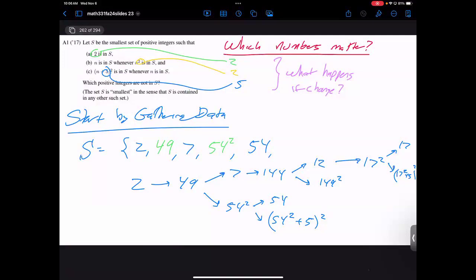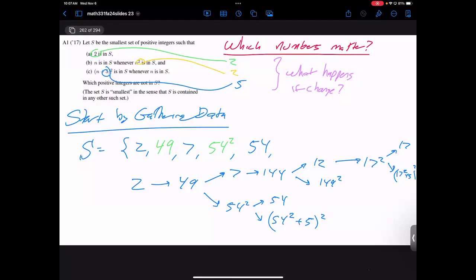Why? Well, we start with 2. If n is in S, then n squared is. So if n squared is in S, and n squared is not a multiple of 5, then n is not a multiple of 5. And then n plus 5 squared is in S whenever n is in S. Well, if n is not a multiple of 5, then n plus 5 is not a multiple of 5. So we know the set is not going to contain multiples of 5. So the question is, which residues among 1, 2, 3, and 4 mod 5 does it contain?